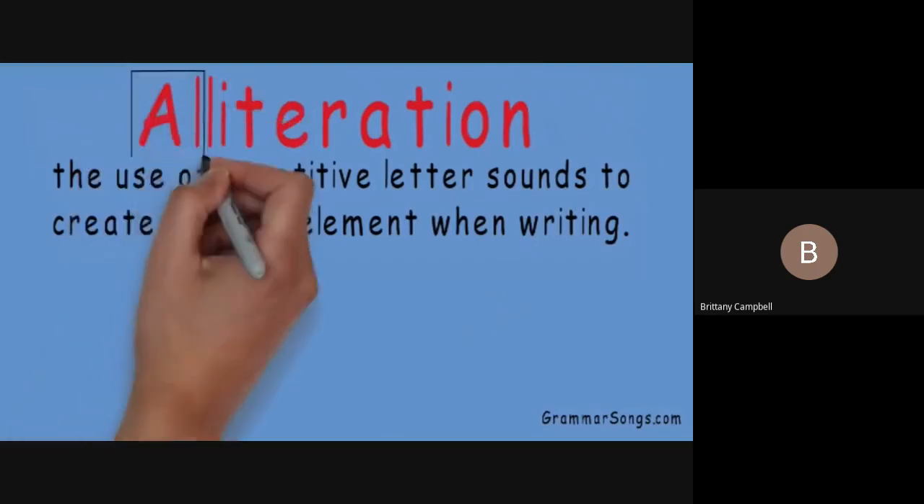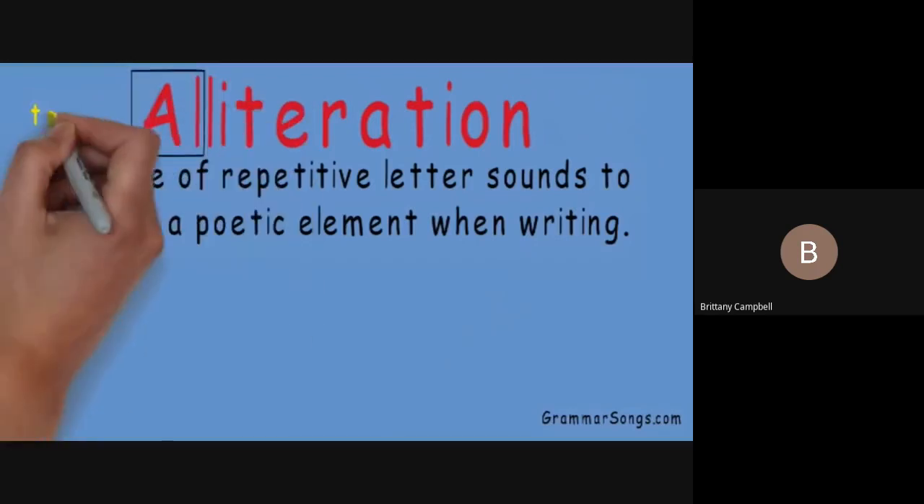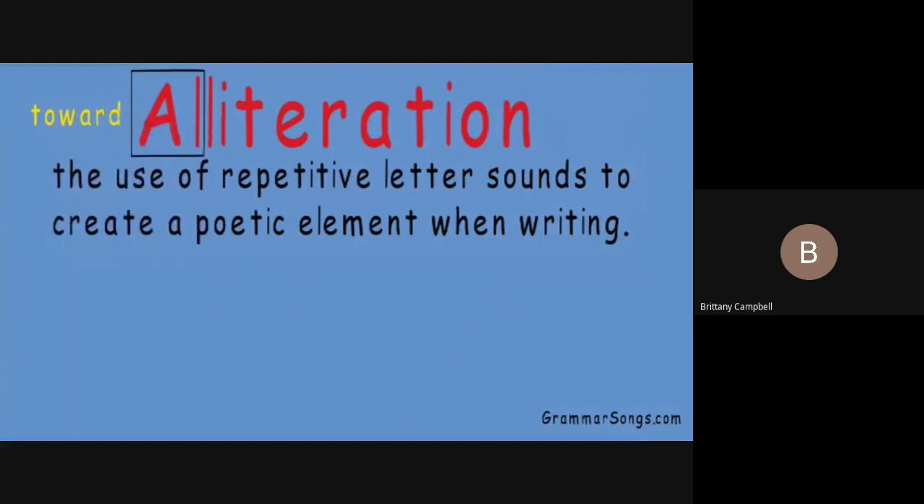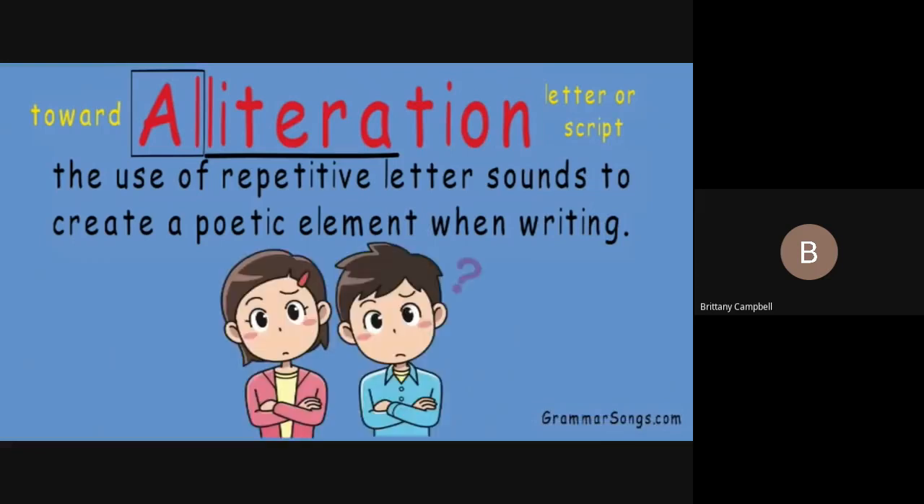The word alliteration begins with the Latin prefix al, which means to or toward. The Latin root littera means letter or script. So when using alliteration, an author is placing emphasis toward the letters being used. But why would anyone want to do that? There are different reasons, so let me explain.